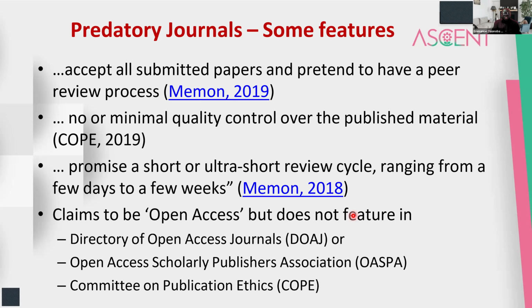Now, they also promise a short or ultra short review cycle, ranging from a few days to a few weeks. That is one of the features of predatory journals. When you see a journal that reviews works within a few days, 3 days, 4 days, 1 week, please run away from that journal. It's not good. A good journal, let me tell you, can take years to have your work published.